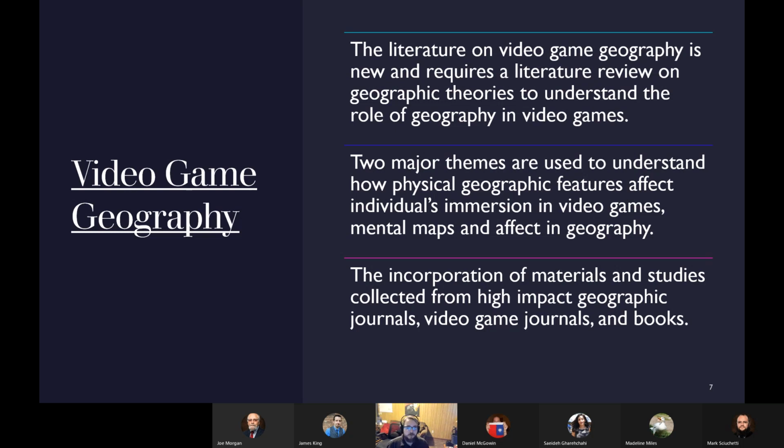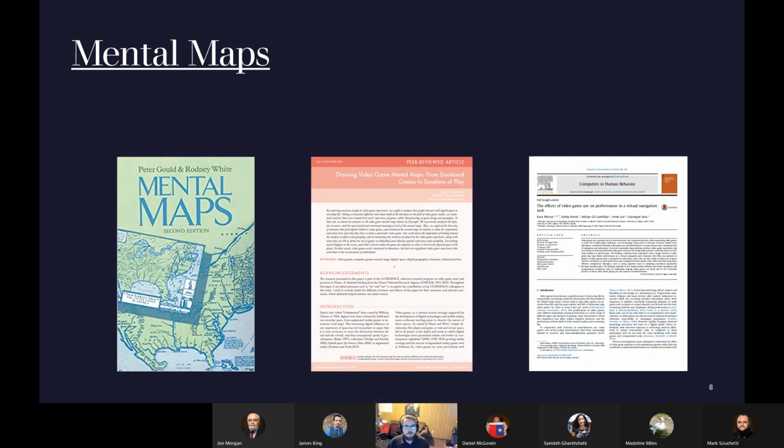So first, let's get into mental maps. Geographers have been aware of mental maps since around the 1960s, when Kevin Lynch released The Image of the City, and then in 1974, when Peter Gould and Rodney White published Mental Maps. When it comes to mental maps, they are not simply representations of real places. Mental maps are non-visual representations of the environment.